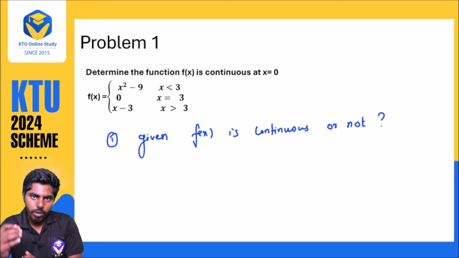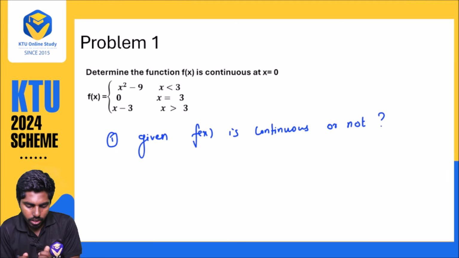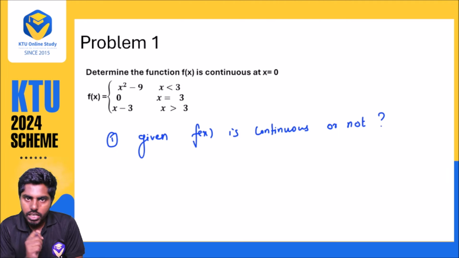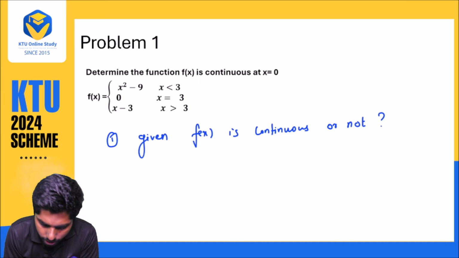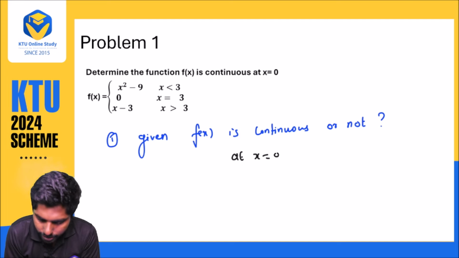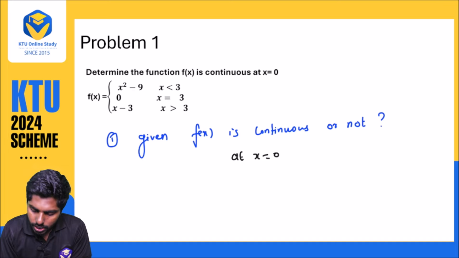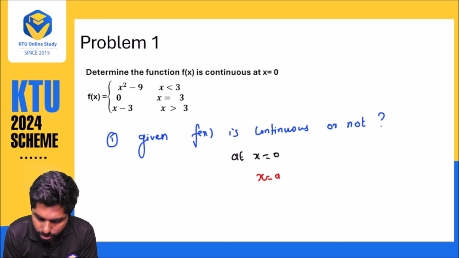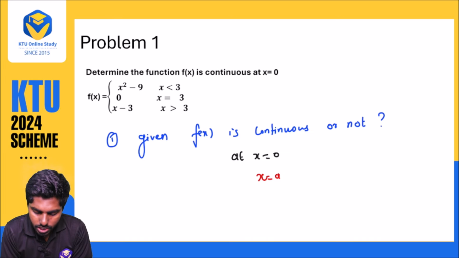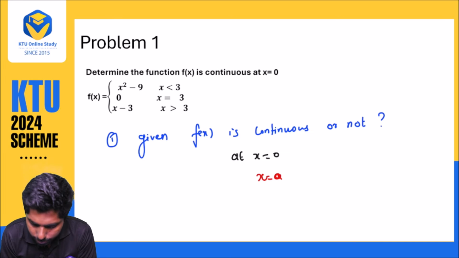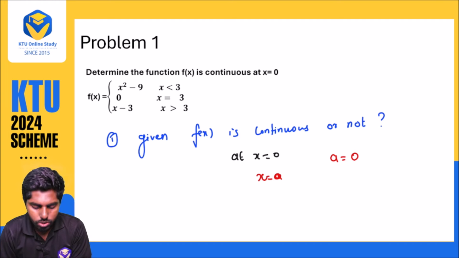I told you, from the question we want to collect the data. First, they are asking whether f of x is continuous or not. Second, they have given x is equal to 0, like previously we saw x is equal to a. That means a is equal to 0.